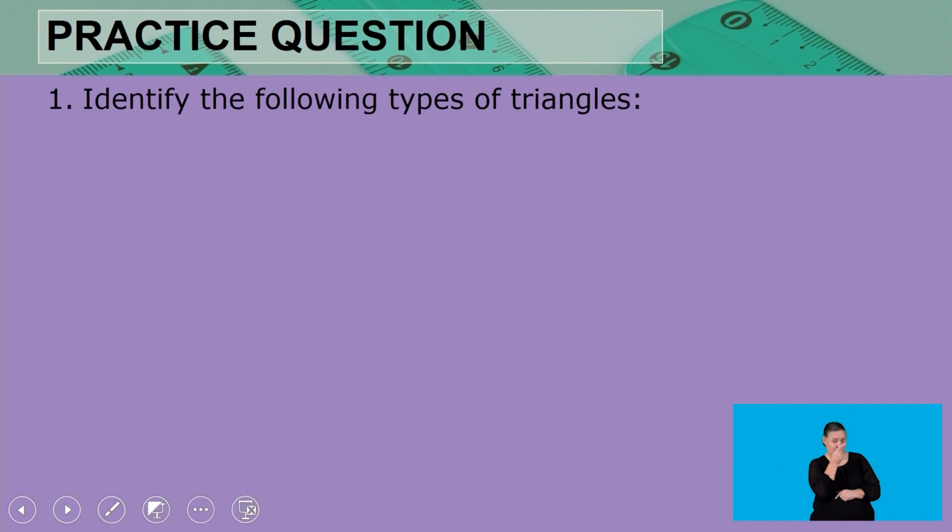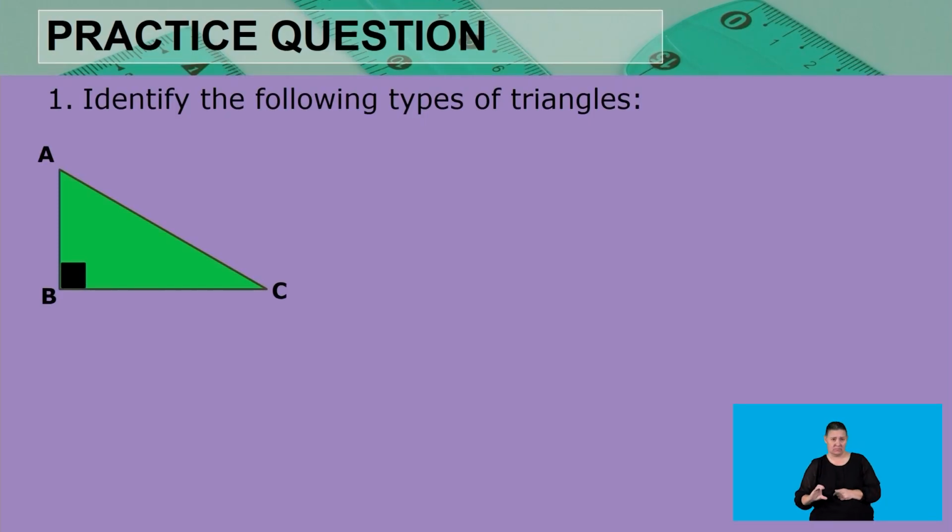So the first question that we are going to look at here says, identify the following types of triangles. Now remember, each triangle has its own properties. So we are going to use these properties to see if we can identify the types of triangles.